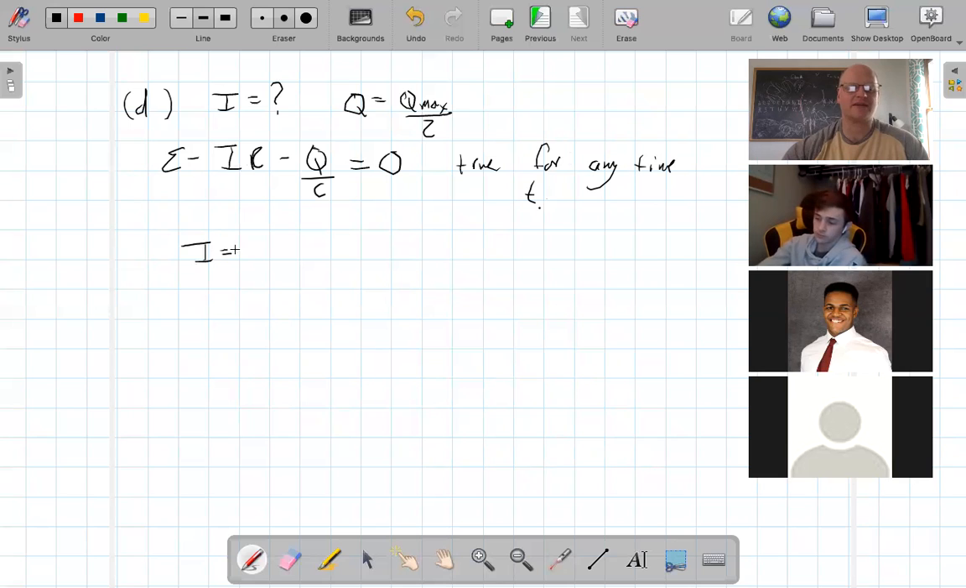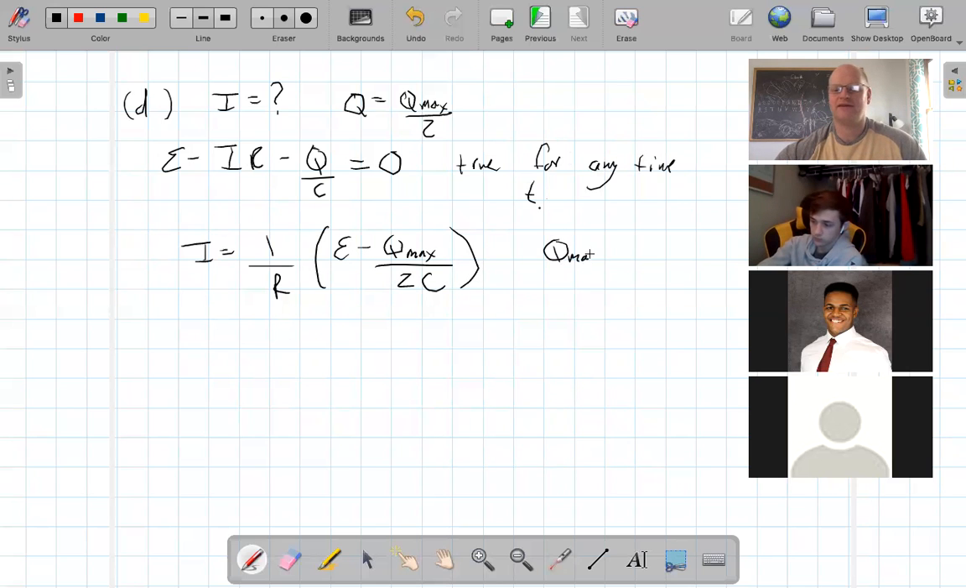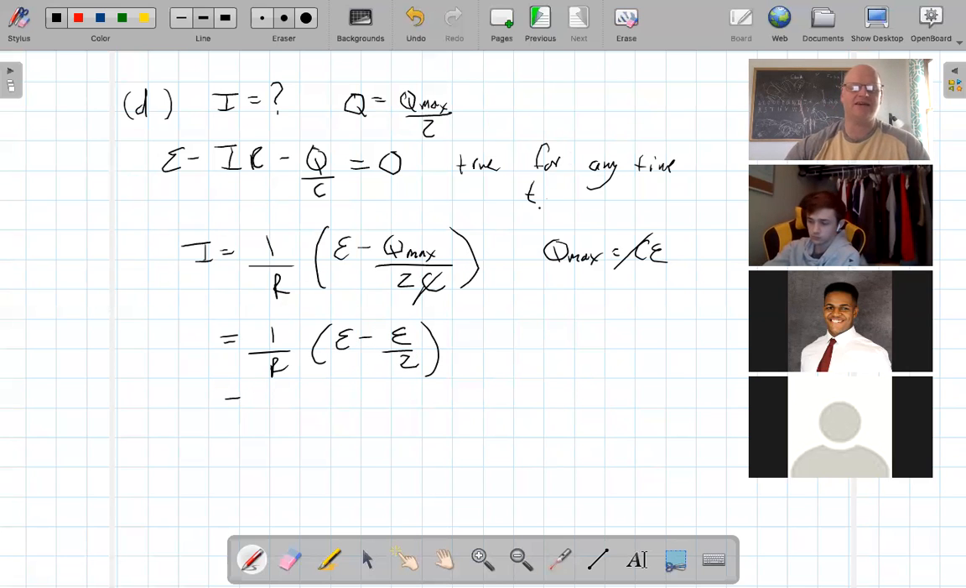So the current is going to be equal to 1 over the resistance times the EMF minus half of Q max. That's right, this says Q max divided by 2 divided by the capacitance. Now again, we know Q max is simply equal to C E. So this is the same thing as C E divided by 2 C, but this C is going to cancel this one. So this is going to be E minus E divided by 2. So this is equal to 1 over R times E minus E divided by 2. But E minus E divided by 2 is the same thing as 1/2 of E. So this is going to be equal to E divided by 2 times R.